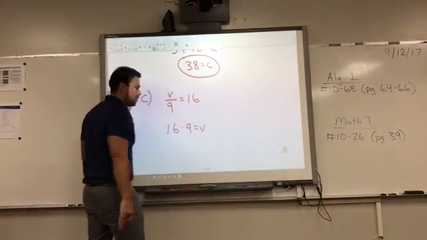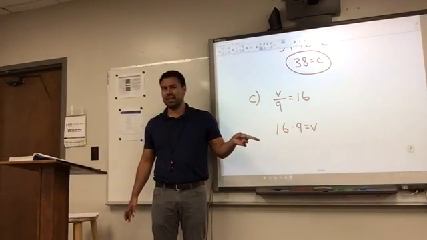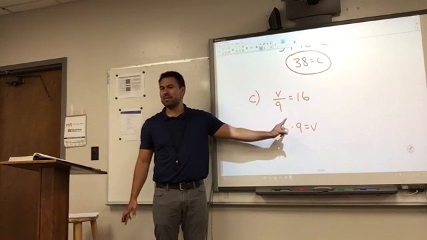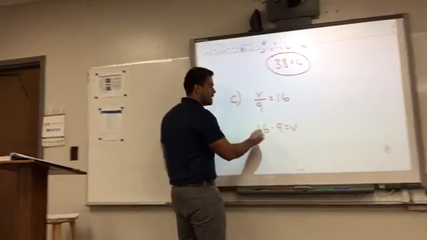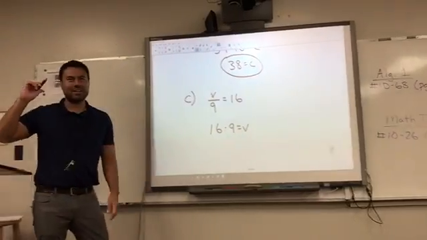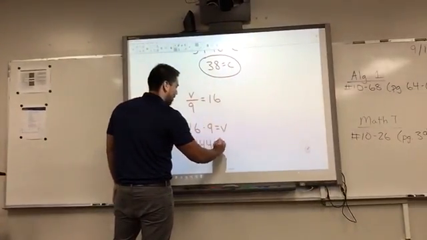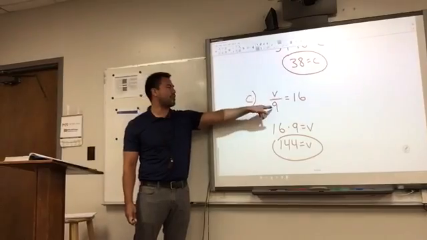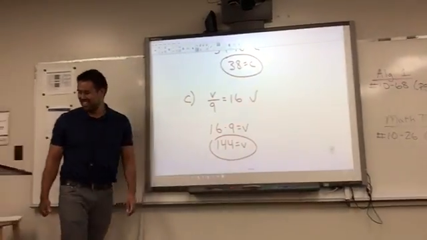16 times 9 equals V. Mr. A, could I have said 9 times 16 equals V? Yes. Really? That's different, isn't it? No. It's not? What property says that's not different? Commutative property. All right. What's 16 times 9? Distributive property. 90 plus 54. 144. 144 equals V. Mr. A, is 144 divided by 9 16? Yes. We checked it.